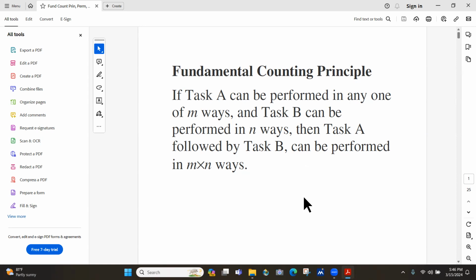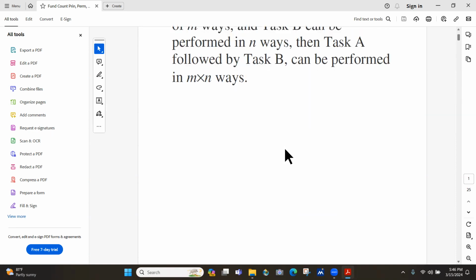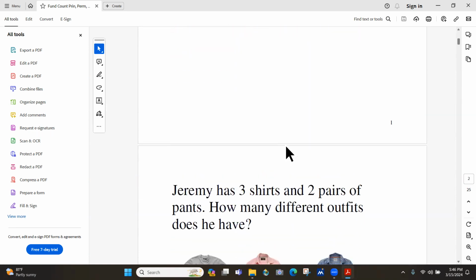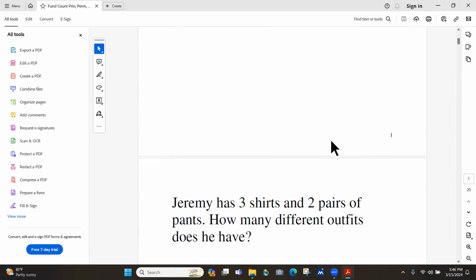Fundamental counting principle states, if you can do task A in M ways and task B in N ways, then you can do task A followed by task B in M times N ways. Now, it doesn't make a whole lot of sense, but let me give you an example. Let's say Jeremy has 3 shirts and 2 pairs of pants. How many different outfits can he wear?